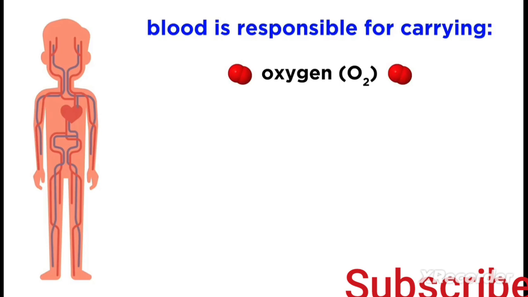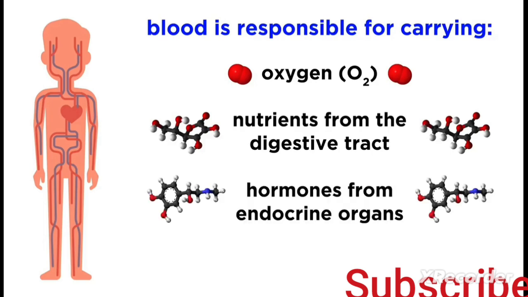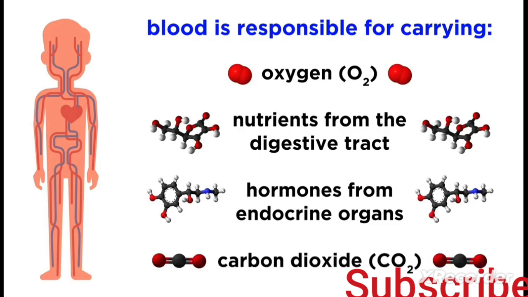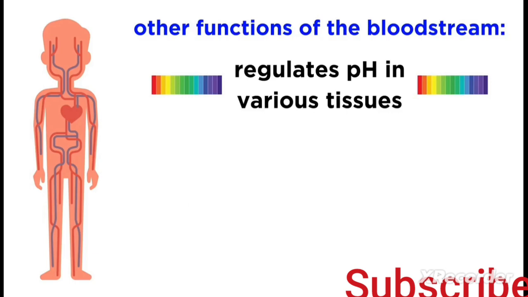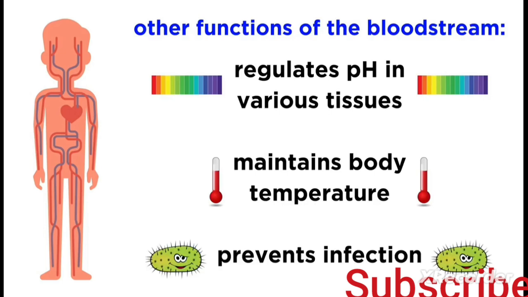As a whole, blood is responsible for distributing various substances around the body, most notably oxygen, which we can't survive very long without. But it also carries nutrients absorbed from the digestive tract and hormones secreted by endocrine organs. Blood also delivers waste products to the organs that will dispose of them, like the carbon dioxide that we exhale. Beyond this, blood serves to regulate pH in various tissues, maintain body temperature, and prevent infections.